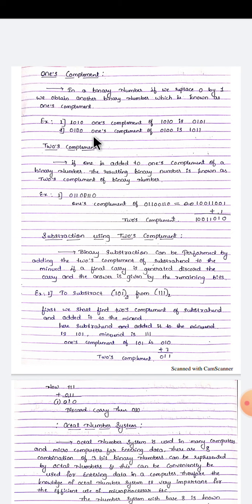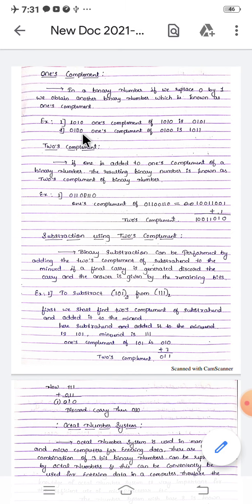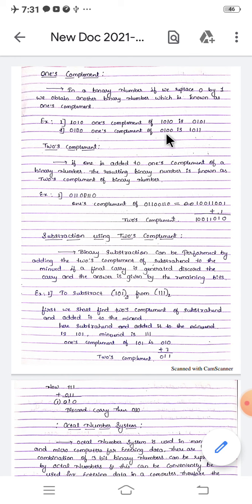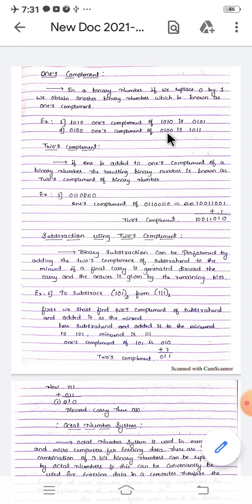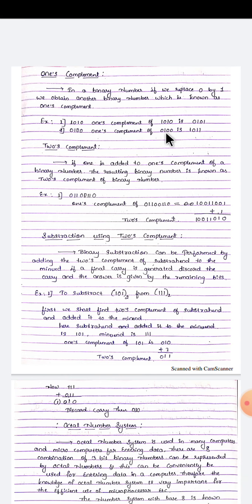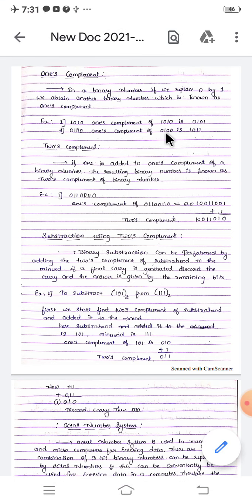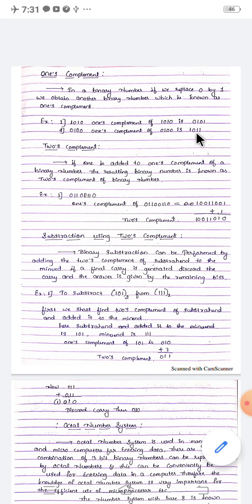Simple. Second example, 0100. Whenever there is 0, change it to 1, and whenever there is 1, change it to 0. So 0 becomes 1, 1 becomes 0, and double 0 becomes double 1.